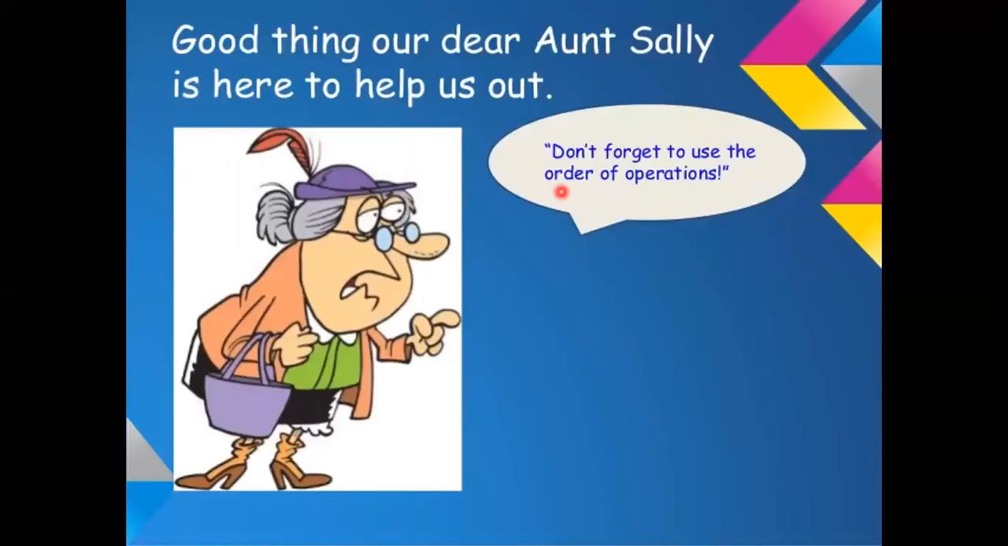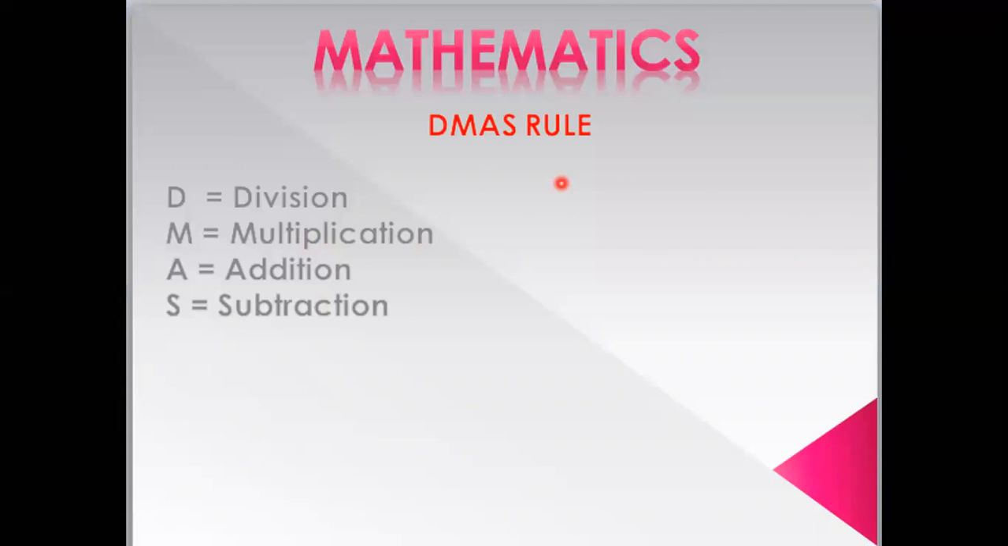So here we have to follow the order of operations. In maths, there is a proper order according to which we have to start our solution. And what is that order? That order is called the DMAS Rule. What does this word DMAS mean? Actually, the word DMAS has 4 letters and each one represents an operation. D stands for division, M stands for multiplication, A stands for addition, and S stands for subtraction.